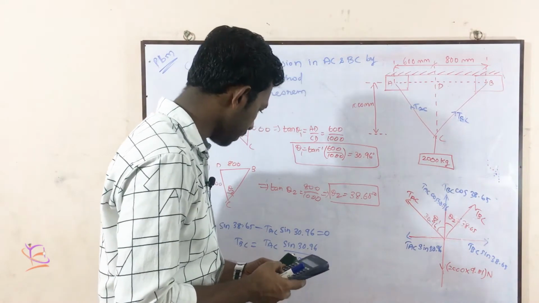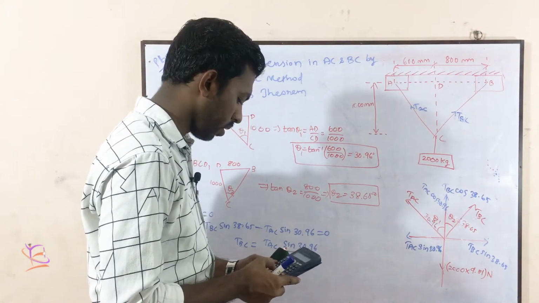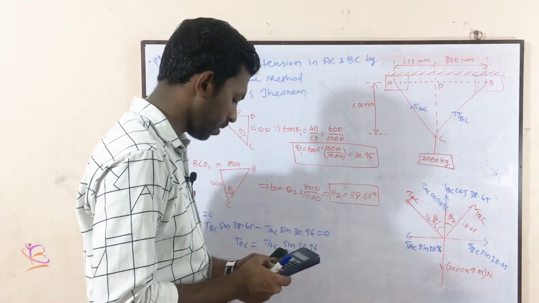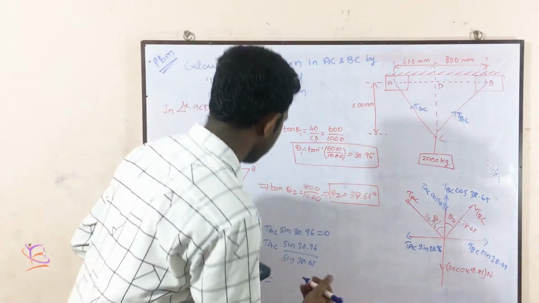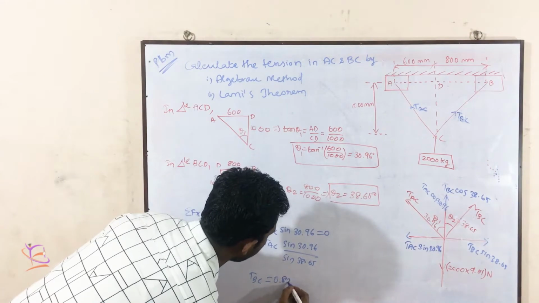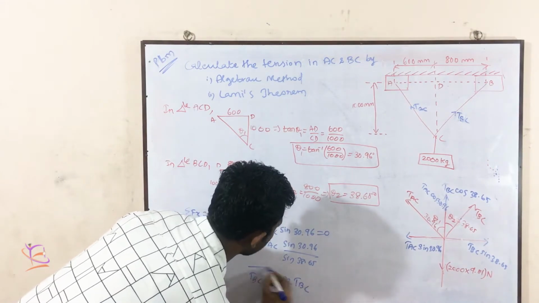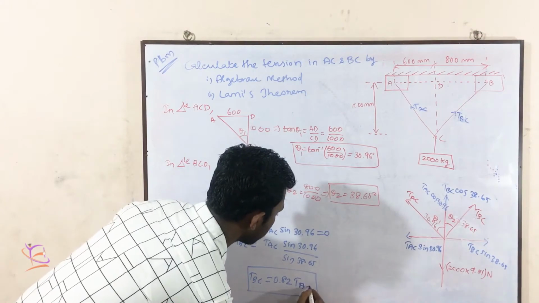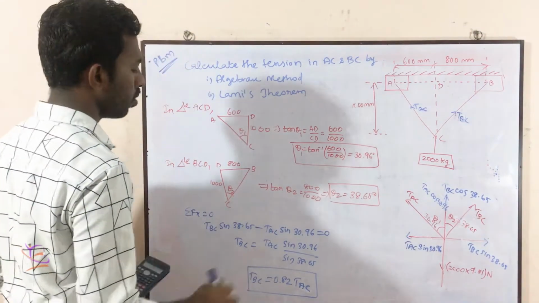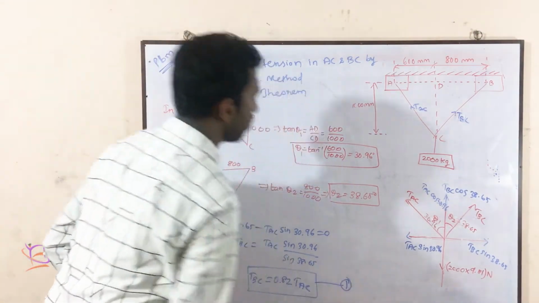Okay, sin 30.96 divided by sin 38.65 equal to 0.82. So TBC equals 0.82 TAC. Sorry, TAC. Okay, so now this is taken as equation number 1.